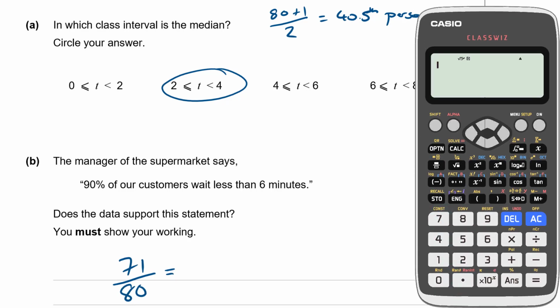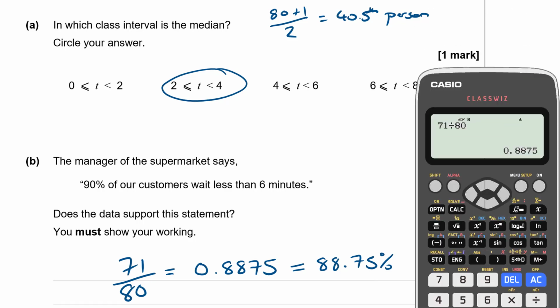Okay, typing that into the calculator. 71 divided by 80 equals, now you see it gives you a fraction, but if you press the symbolic to decimal button, that converts it to 0.8875 for us. 0.8875, which is 88.75%.